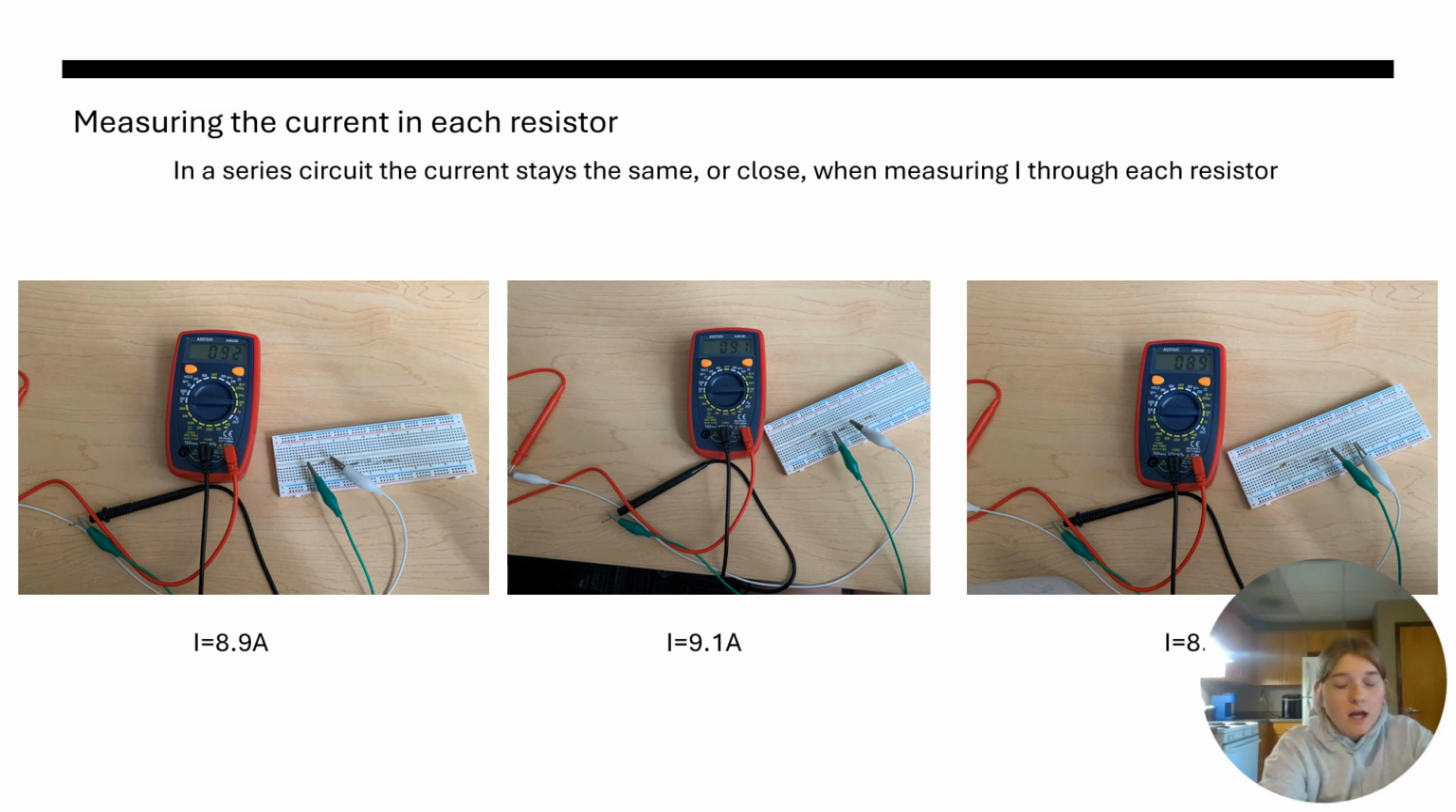So for I1, I ended up getting 8.9 amps. Then I do the same process on R2. So I wait until it's all leveled out, and I got 9.1 amps. Then I move those alligator clips to R3, and I got 8.9 amps. So as you can see, they're all relatively consistently the same. So as you can see, the current stays consistent throughout the whole circuit in a series circuit.